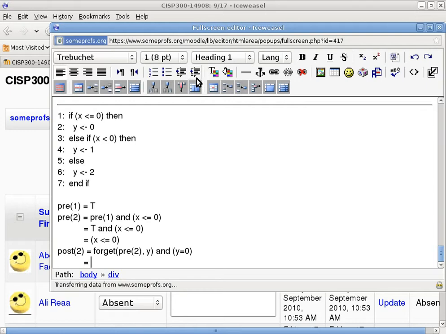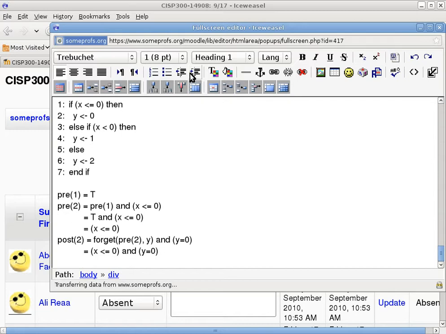So if you work out the math here, it's pretty easy because pre-2 is just x is less than or equal to 0, which does not mention y at all. We get to keep the whole thing, and then y becomes 0. Right? Have we seen any pre and post condition that is false at this point? No. So that means this branch here on line 2 is live because its precondition is not false. Okay? It's not true either. It's not always that we will get to it, but in some cases we will get to it.